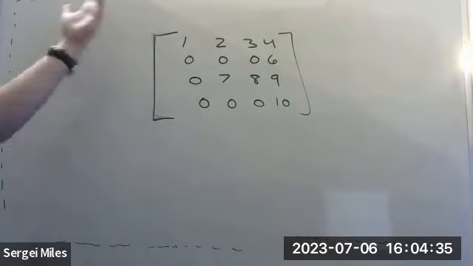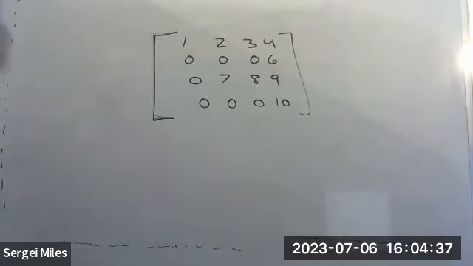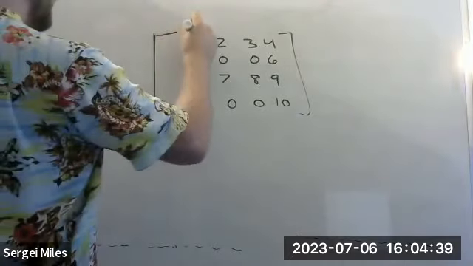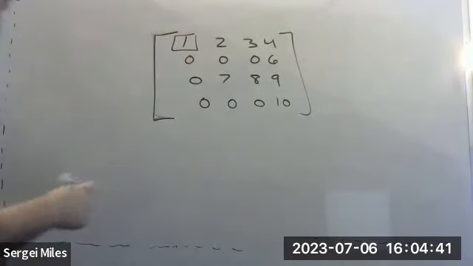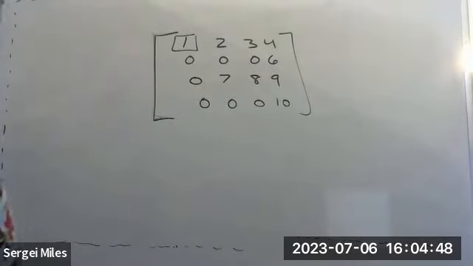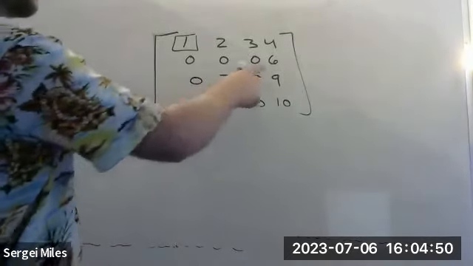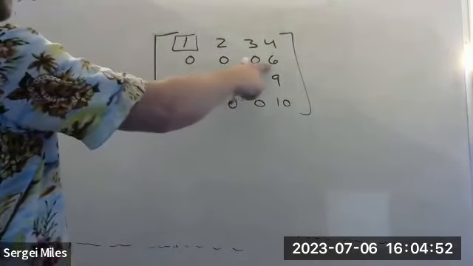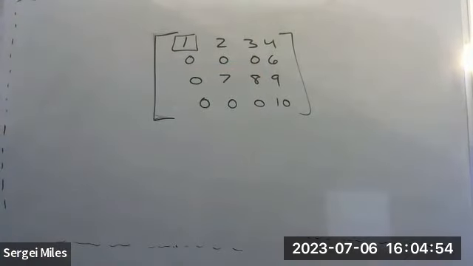So I'm just going to look at row 1. It looks like I have a leading entry here, all zeros below it. So great, that meets the criteria. That is a pivot. Okay, great. Next, I can look at row 2. And okay, I've got a 6 here. So in the current form of this matrix, 6 is not a pivot.